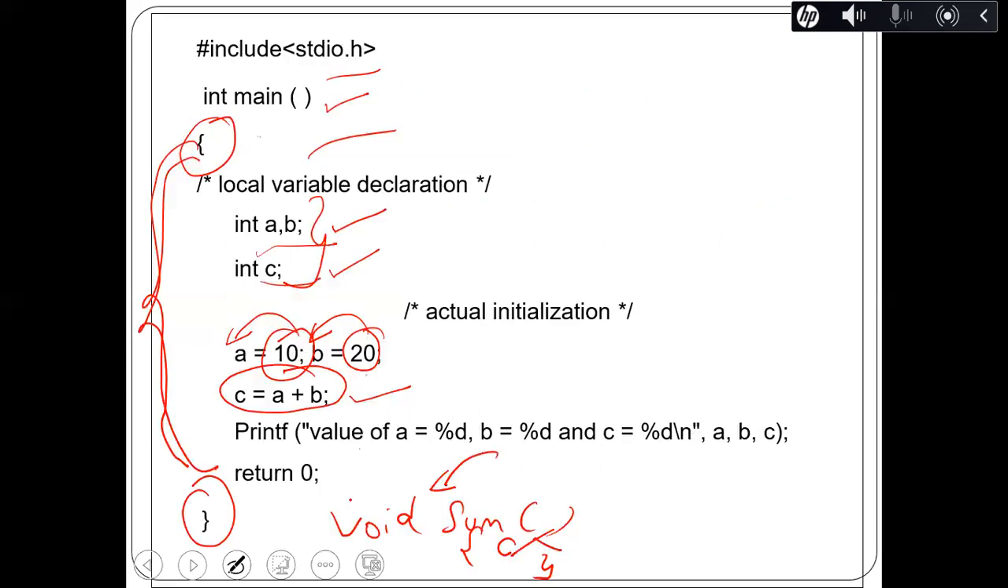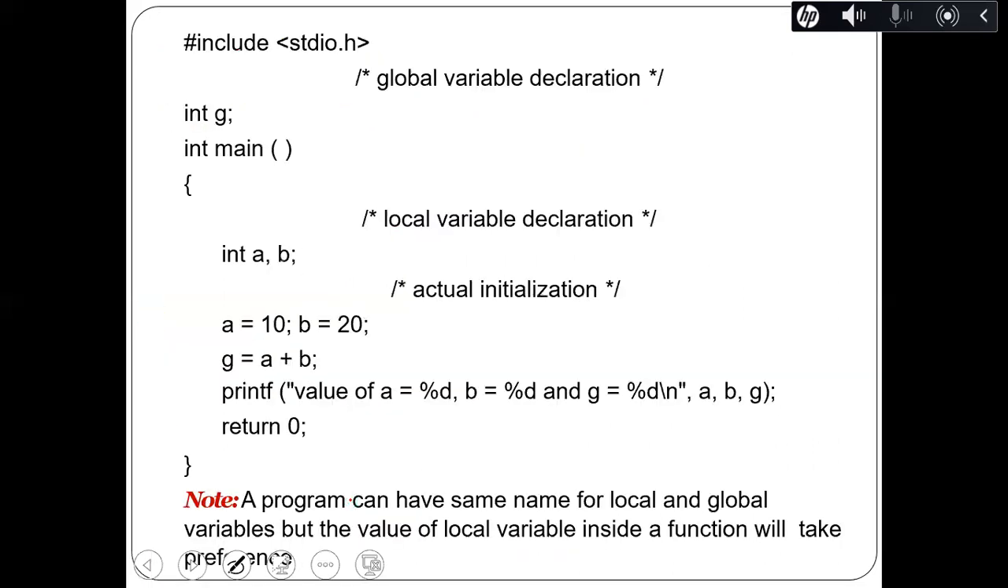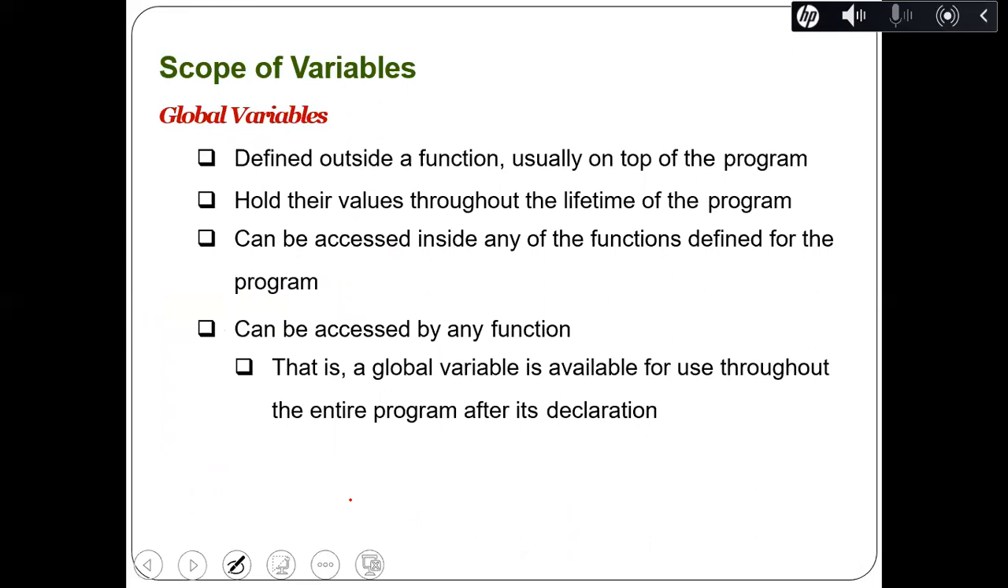Whereas a global variable is defined outside the function. I hope you remember the structure of the program. You can see the global declaration there. Global declaration means a variable which is declared outside any function, not only the main function. That is called a global variable, defined outside the function, usually at the top of the program.